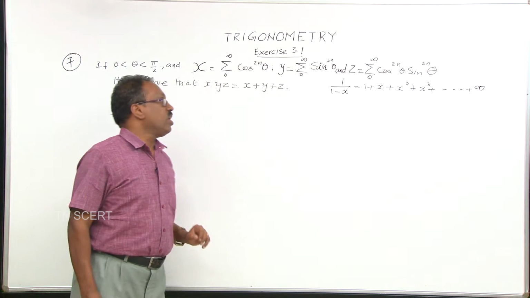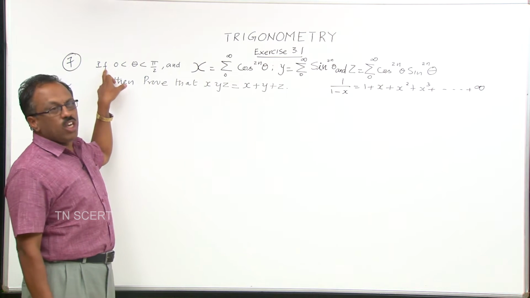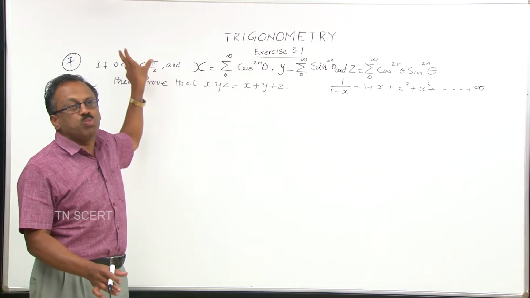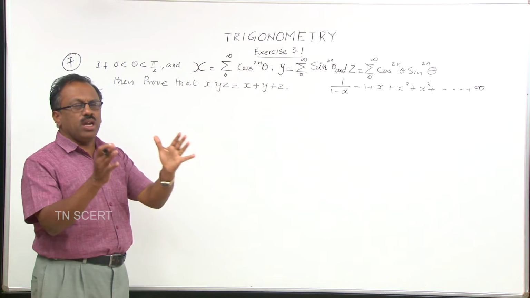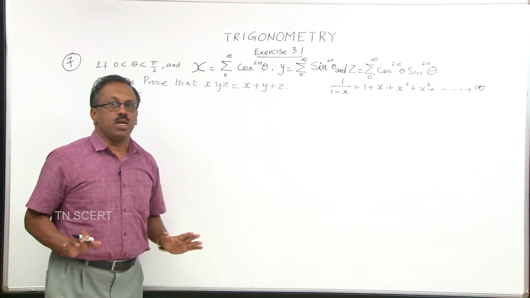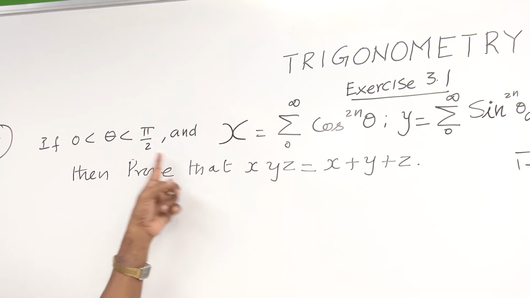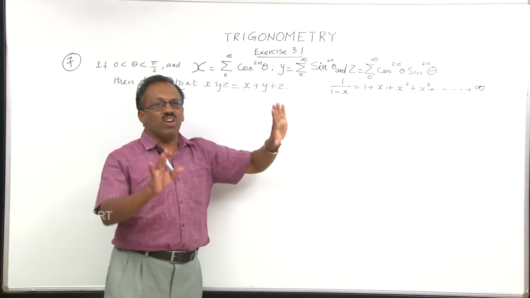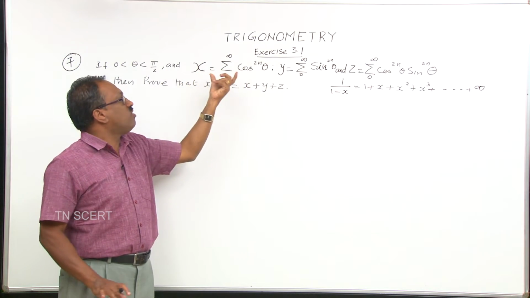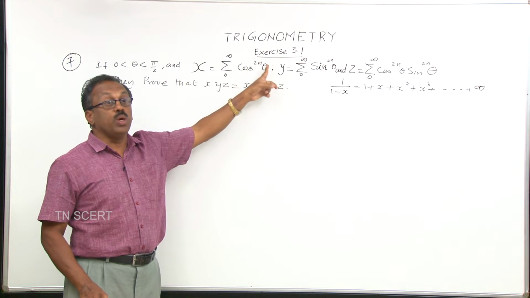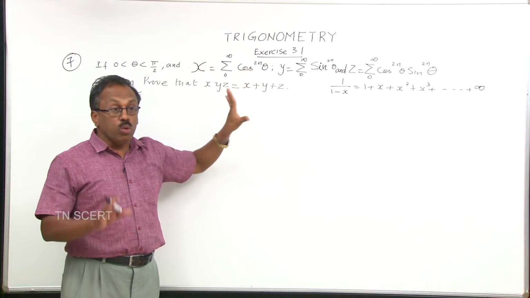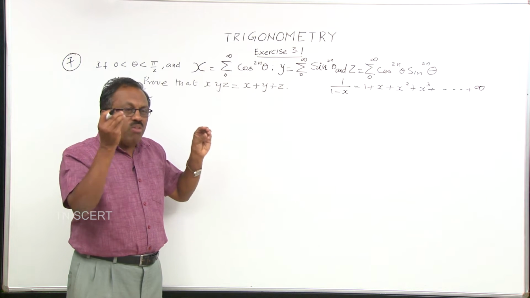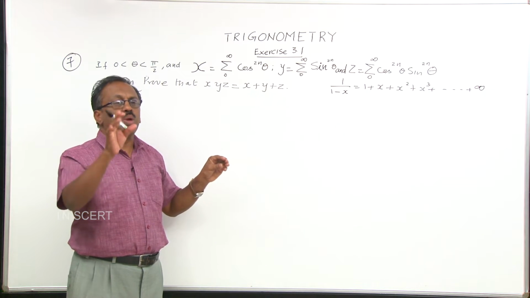Now let us see. The problem is: if 0 less than theta less than pi by 2, the angle is between 0 and pi by 2, that means it is in the first quadrant. x, y and z are given as some polynomial functions. What is that polynomial? Cos power 2n theta. By seeing this, you may find it difficult, but by doing this problem, see how simple it becomes.